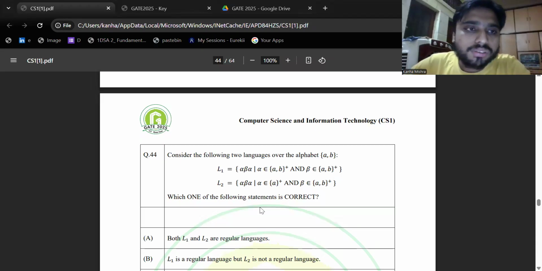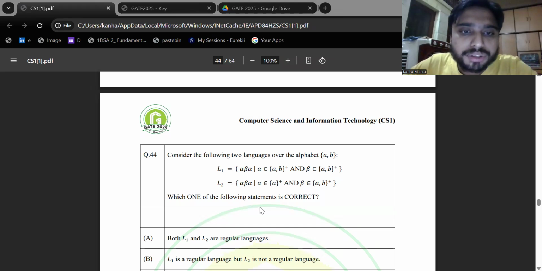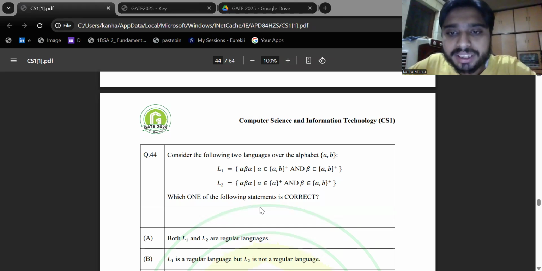Hello everyone, let's solve GATE paper CS1 question 44. Consider the following two languages over the alphabet {a, b}, where L1 is {αβα | α belongs to {a, b}+ and β belongs to {a, b}+}. L2 is {αβα | α belongs to a+ and β belongs to {a, b}+}. Which one of the following statements is correct?